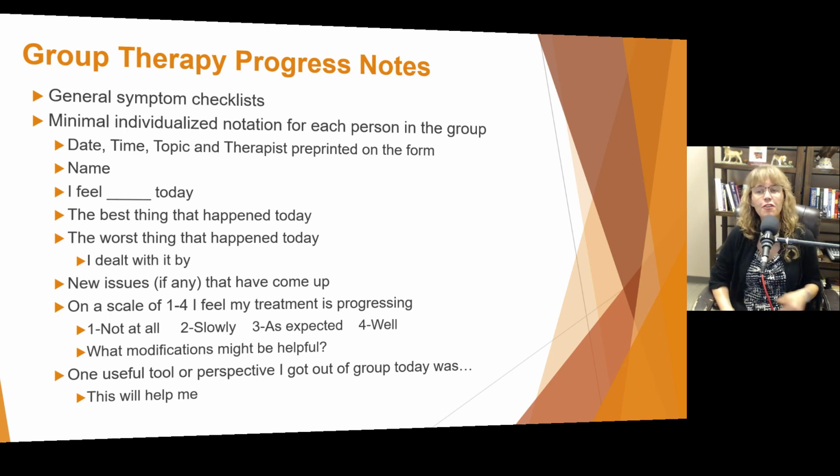On a scale of 1 to 4, I feel my treatment is progressing not at all, that's a 1, 2, slowly, 3, as expected, or 4, well. What modifications might be helpful? And one useful tool or perspective I got out of group today was, and this tool or perspective will help me because.